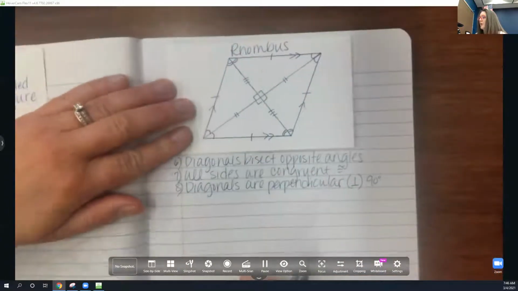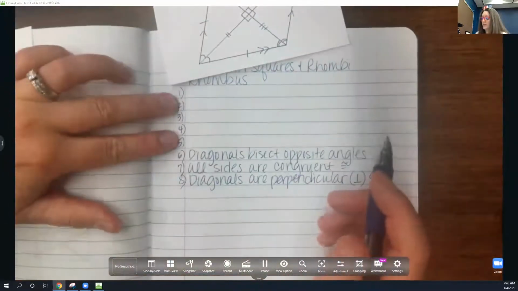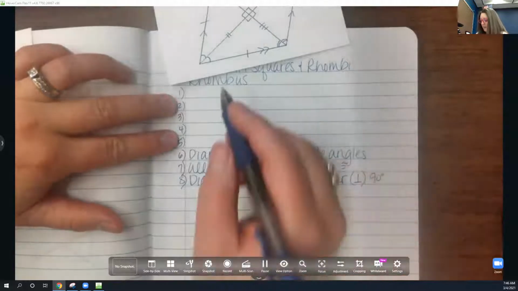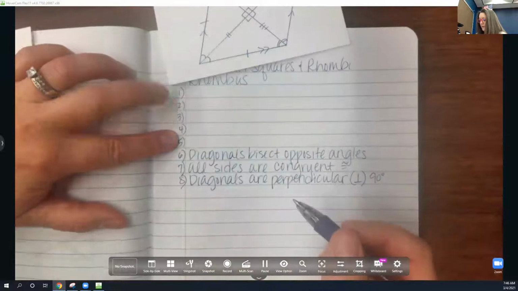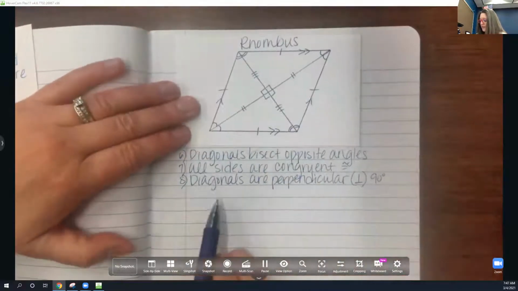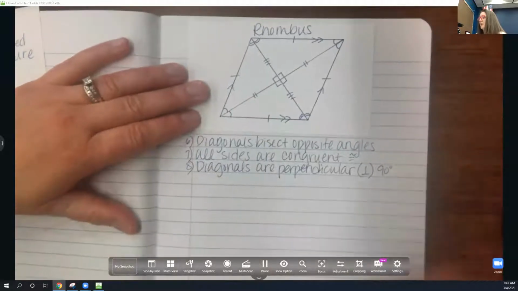Let's look at some of these qualities here. All of these are qualities of a parallelogram. I'm not going to write them down because I know that you already know them, and I'll write them down in the filled out notes. But I want to add these here, diagonals bisect opposite angles. So let's look at some of the examples here.